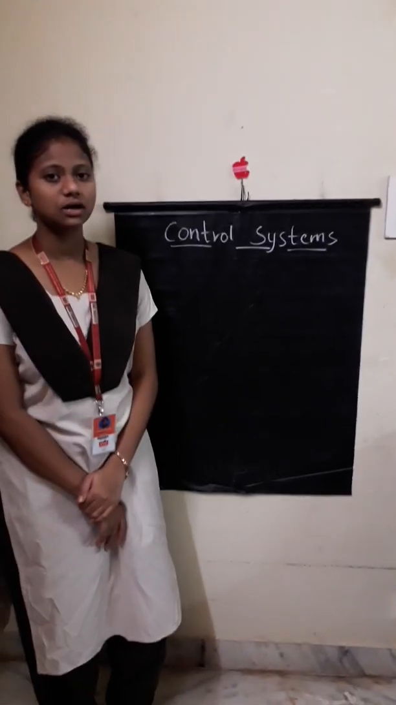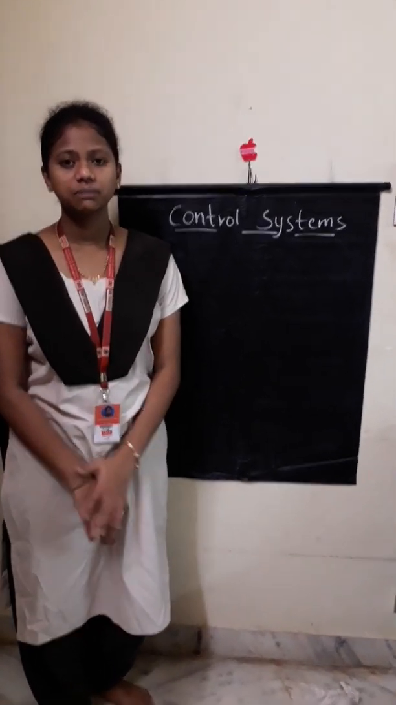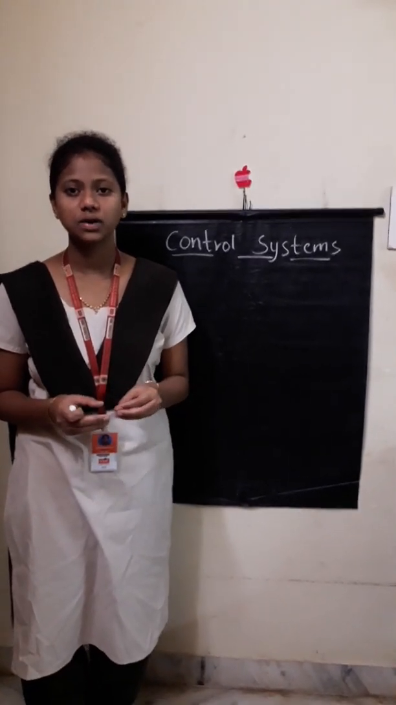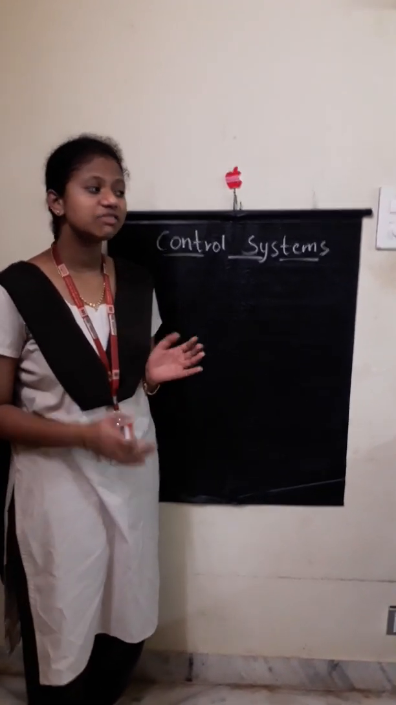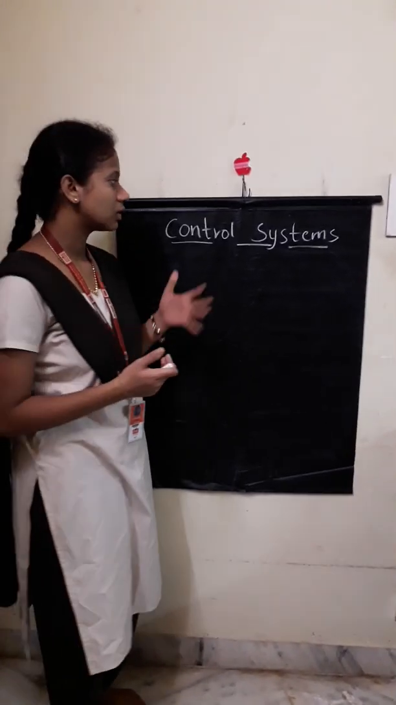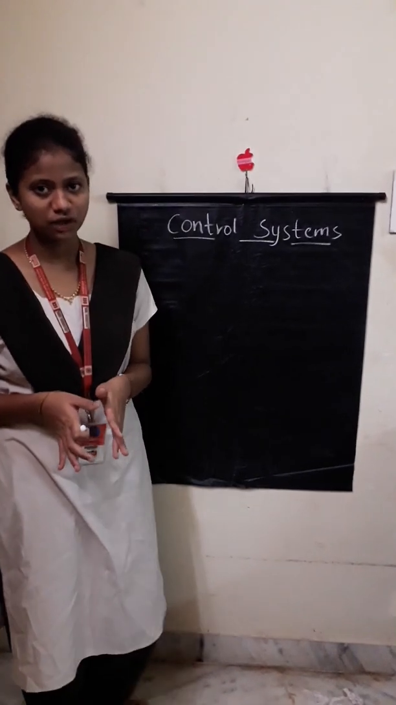I am giving a seminar on control systems. What is the basic definition of a control system? The interconnection of some components is known as a system. And if this system is controlled by some other thing, then it is known as a control system. This is the basic definition of the control system.